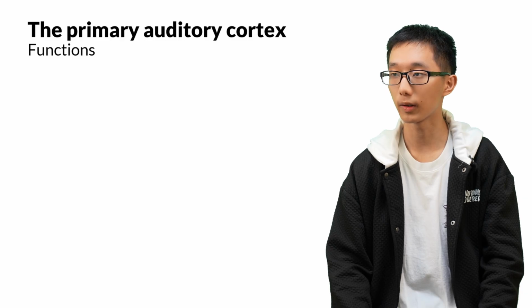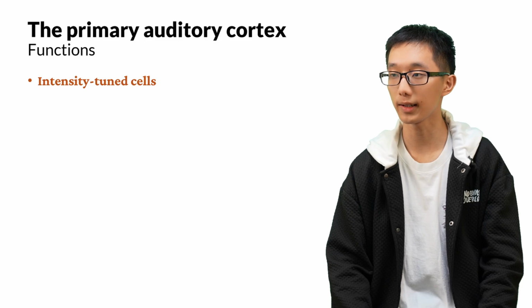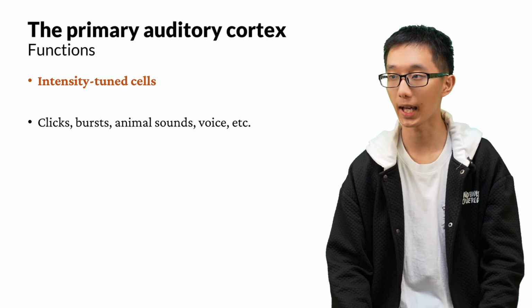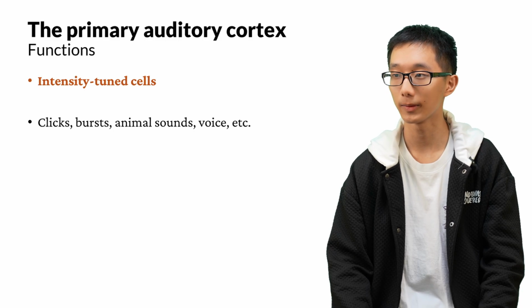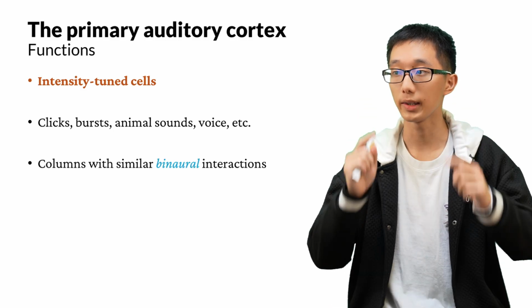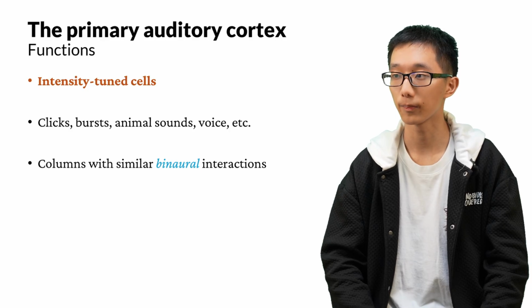Some other important information that is processed in this piece of cortex is, for example, intensity. There are intensity-tuned cells which have an optimum intensity that stimulates them to the most, just like the characteristic frequency for some cells. There are also cells that are responsive to specific types of sound, for example, clicks, bursts, animal sounds, voices, etc. In terms of information from both sides, there are columns of cells that have similar binaural interactions. Binaural means from the two ears.